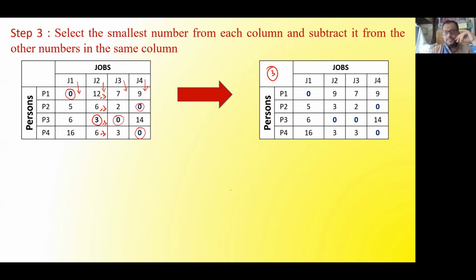Now, next step. Here comes your logical part. The next step is to make the minimum number of lines covering all zeros. Now, give me the answer. How many of you? 3. Okay, minimum 3. Okay, let us check.